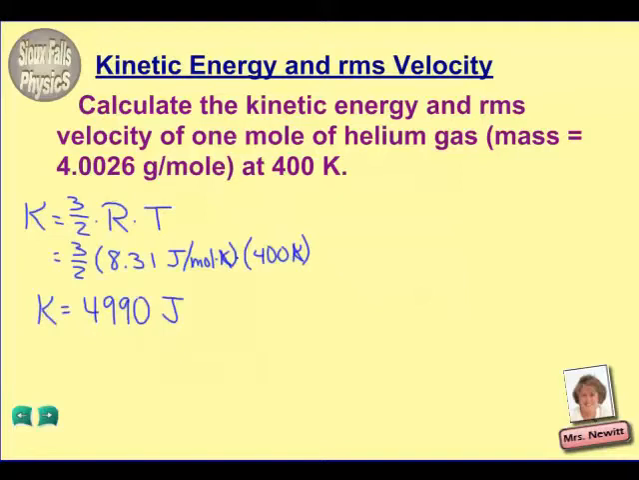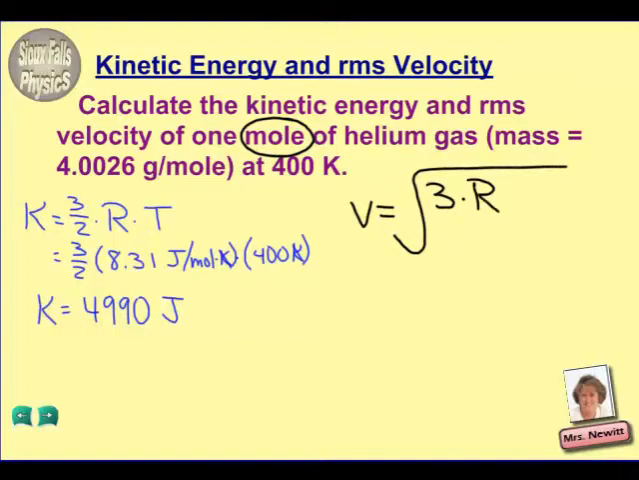Okay, now the second half of this is to calculate the RMS velocity. And again, there's a couple of different equations that we could use. Because we're dealing with a mole here, the version that is going to be the most efficient for us is 3 times our gas constant R times the temperature divided by the mass. And again, remember that these two things here really need to match. If we're using the gas constant per mole, then we also want the mass per mole, and so we use a capital M to show that.